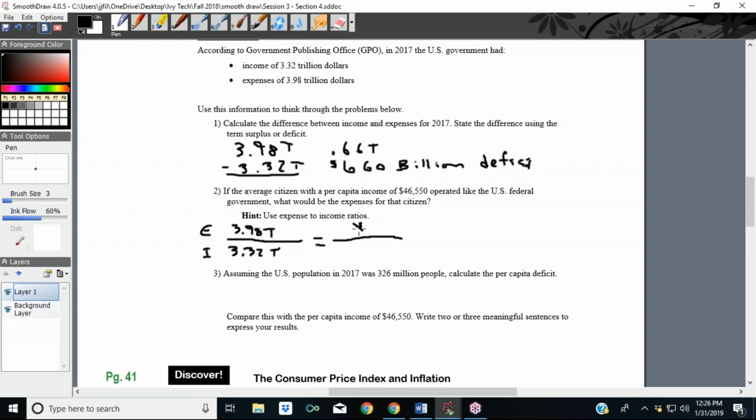And for the average citizen, their income we have is $46,550, and we're trying to find the expenses. So again, we're going to multiply diagonally and then divide. Notice how we're taking trillions and then dividing by trillions. So whatever answer we get, it'll be the actual dollars and cents. So let's do that. So 3.98 times 46,550 divided by 3.32, and that'll give us dollars and cents.